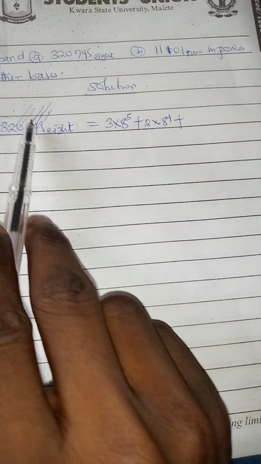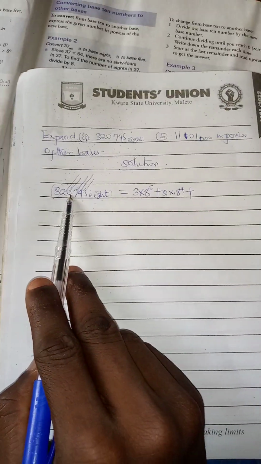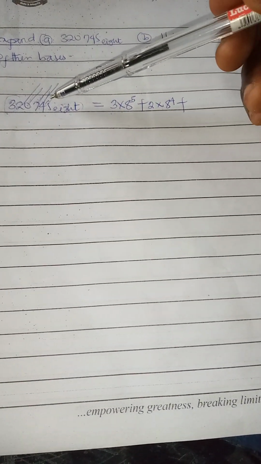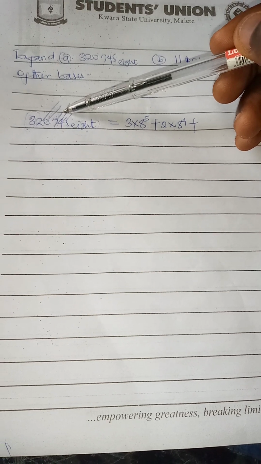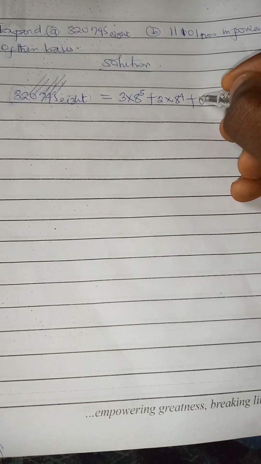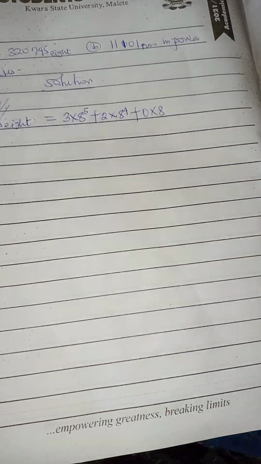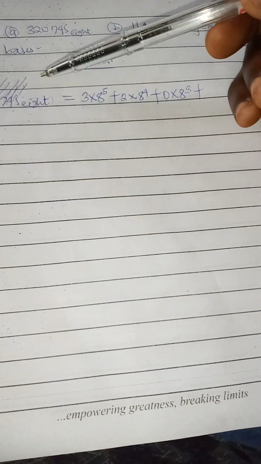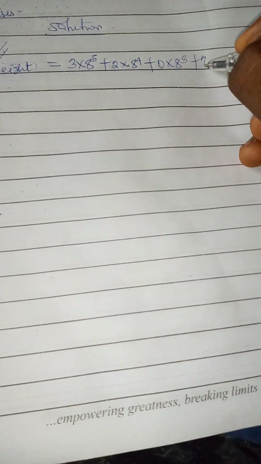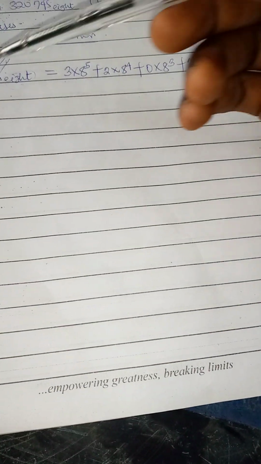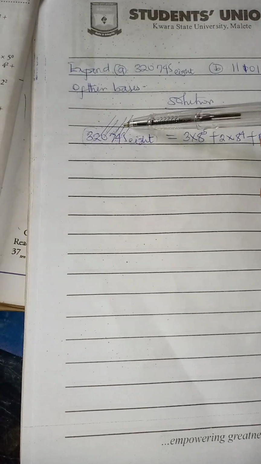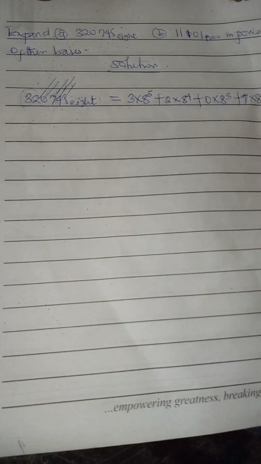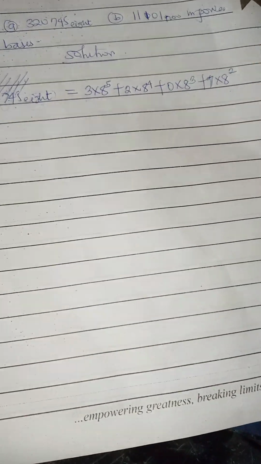Plus the next number is 0. If you count the numbers before you reach 0, they are 1, 2, 3. Then it will be 0 times 8 raised to the power 3. Plus the next number is 7. If you count the numbers before you reach 7, it is 1, 2. Definitely you have 7 times 8 raised to the power 2.